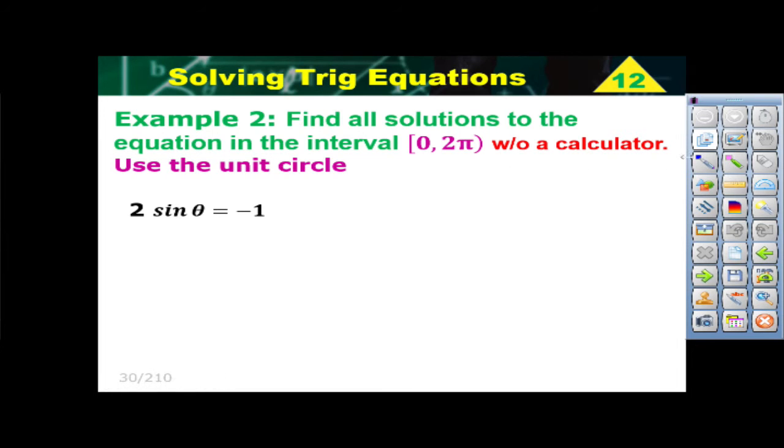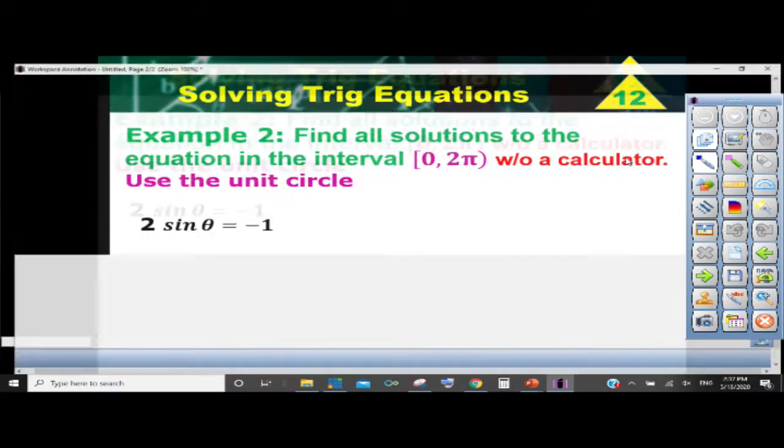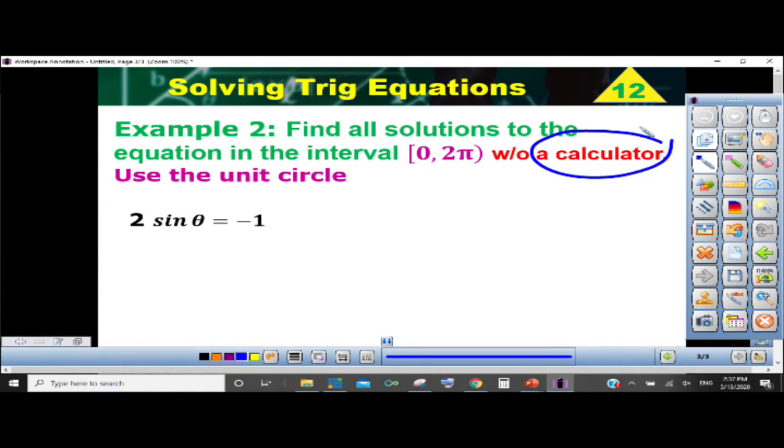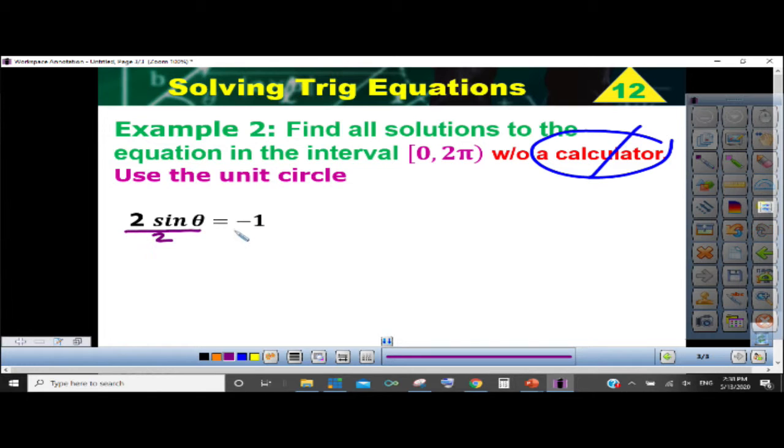Now, without a calculator again. So they're asking you not to use a calculator again. Oh my gosh, no calculator. Okay, no problem. So let me go back here. I can't use the unit circle yet because I have to think. I have to modify things, I guess. So first things first, I have to divide this by 2. That's going to give me sine theta, or sine x, equals negative 1 over 2.